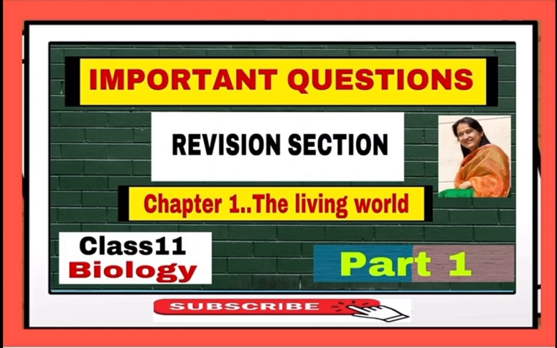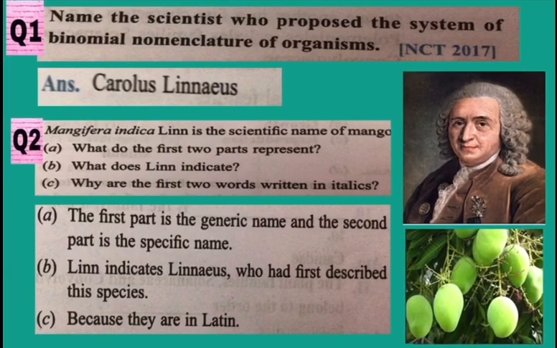In this video, we will discuss 20 important questions from chapter 1, The Living World, class 11th, Biology. Here is question number 1. Name the scientist who proposed the system of binomial nomenclature.